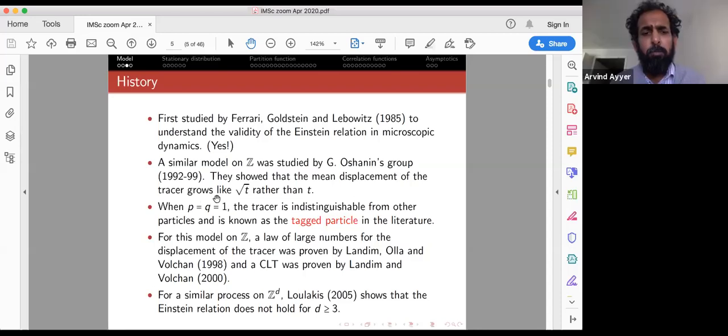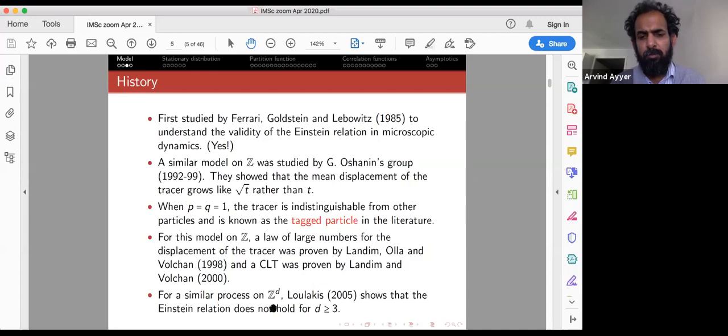The particular case when P and Q are both 1 has been studied for a while, since the 80s. In that case, of course, the tracer is indistinguishable from any other particle, and it has been called the tagged particle in the literature. There's a lot of work on it, and I don't want to get into it too much; it's just to mention the connection with other models. Rigorously, Landim, Ola, and Volchan proved the law of large numbers for this displacement, and later Landim and Volchan proved the CLT.